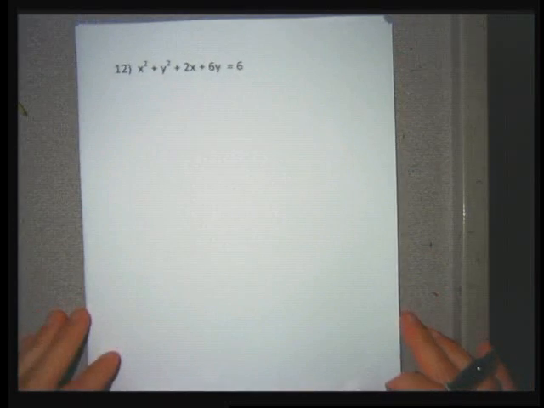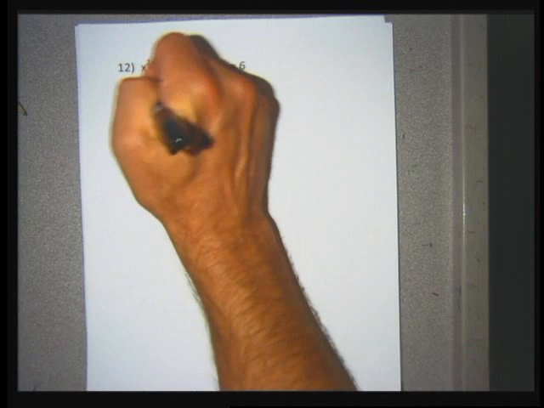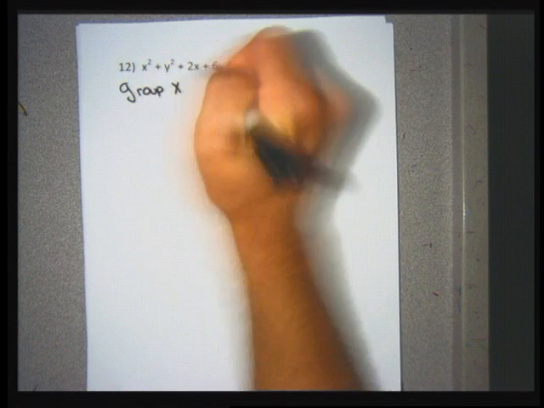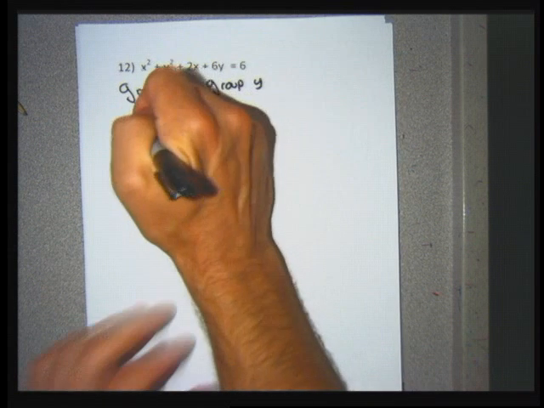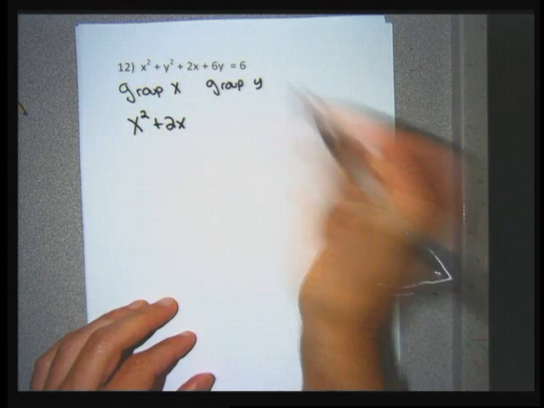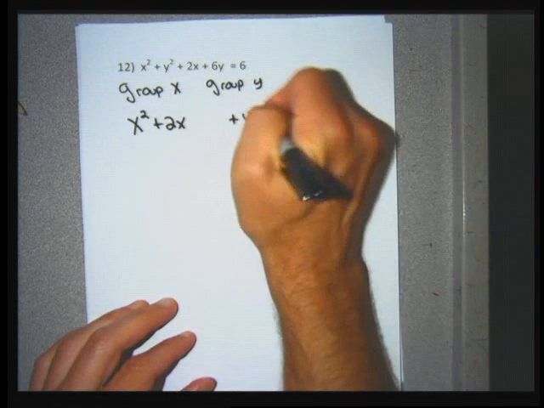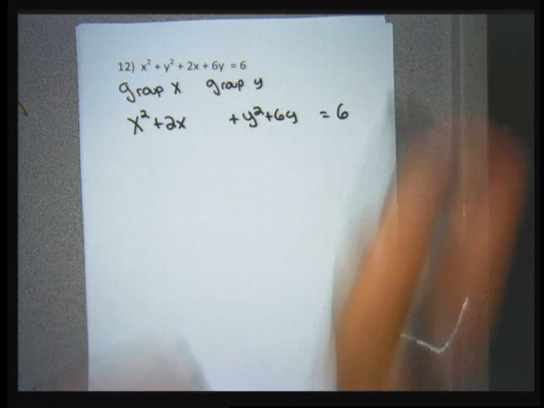So 12 is going to be the same sort of problem. I'm asked to write the equation in standard form so I can sketch a graph. I'm going to start off and group the x's and group the y's. So I'm going to write this as x squared plus 2x, leave myself some room, plus y squared plus 6y, leave myself some room, and equal to 6.